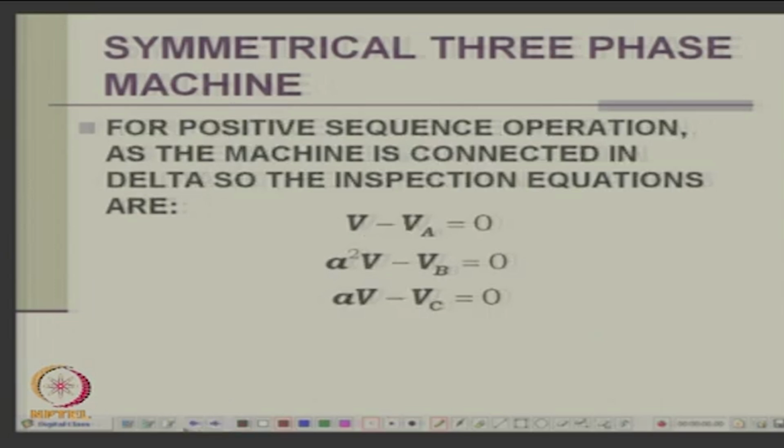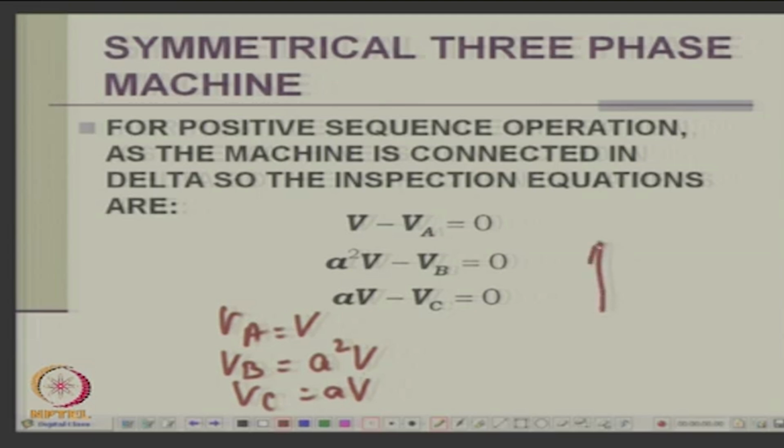Now, if it is symmetrical voltages, say this was a symmetrical machine, the voltages will be VA equal to V, VB equal to a square V, and VC equal to a V, is it not? So, you have 3 phase voltages you apply. This is VA, this is VB and this is VC. So, if you say VA is a voltage V phasor, that is what you will have.